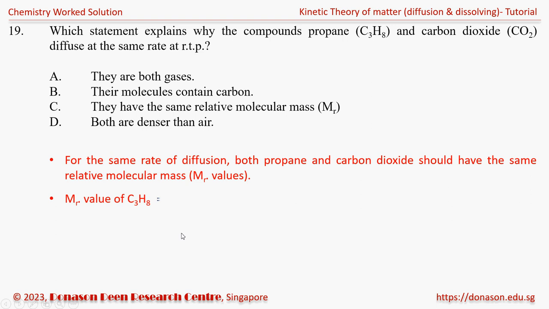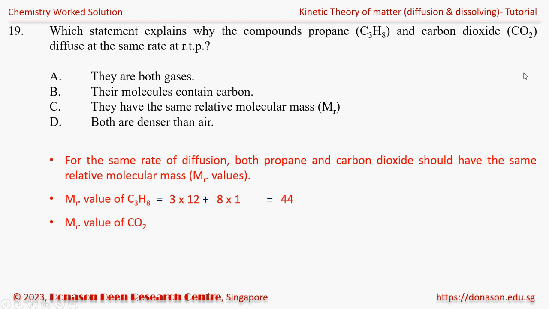So if you look at the MR value for C3H8, there are 3 carbon atoms. So 3 times 12, because each carbon has a relative atomic mass of 12, plus there are 8 hydrogen atoms bonded to it. So 8 times 1, because the relative atomic mass of hydrogen is 1. So 3 times 12 is of course 36, plus another 8 times 1, which is 8. 36 plus 8 is going to work out to 44.